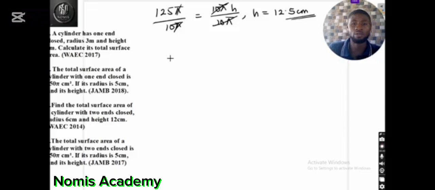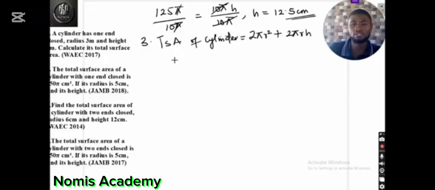So let's take the third example. Find the total surface area of a cylinder with two ends closed. Now this time we have two ends closed. Remember that the total surface area of such a cylinder, where the two ends are closed, is equal to 2 pi r squared plus 2 pi r h.